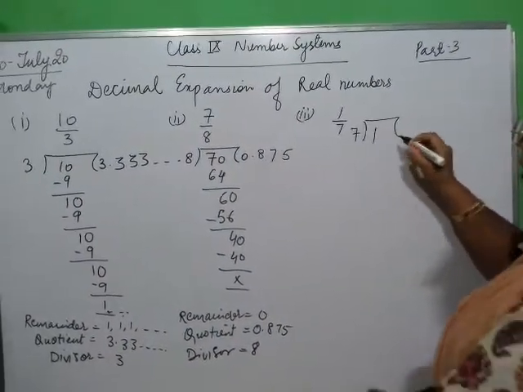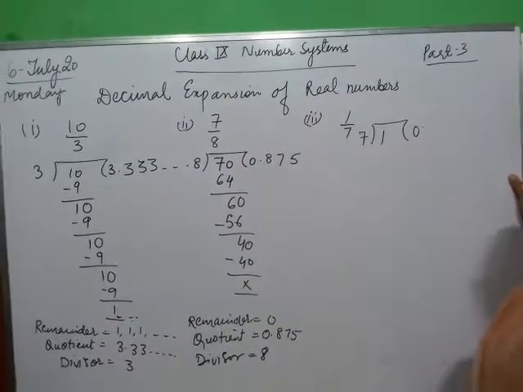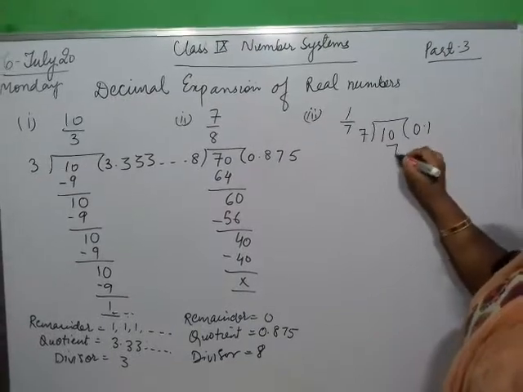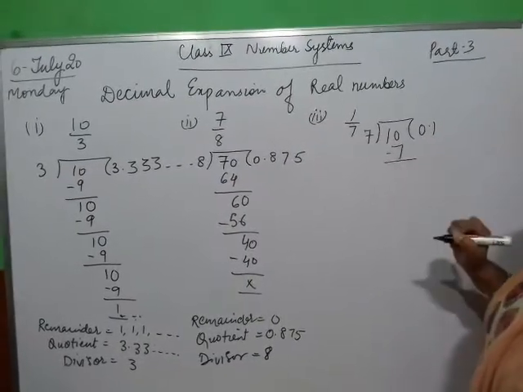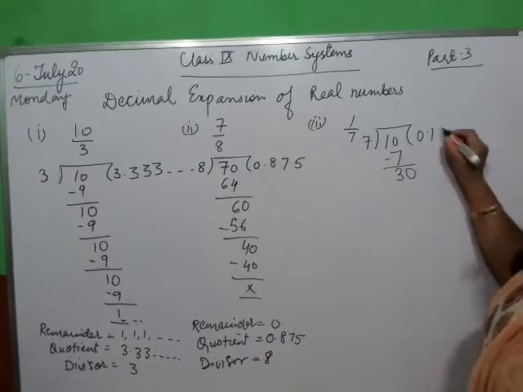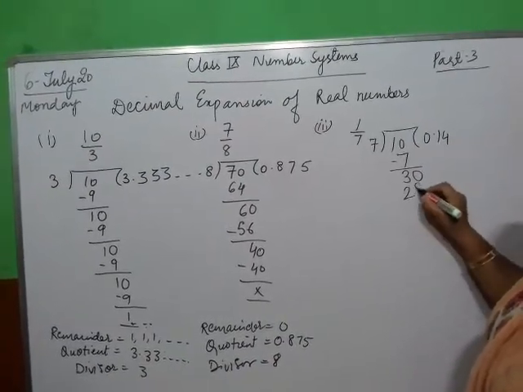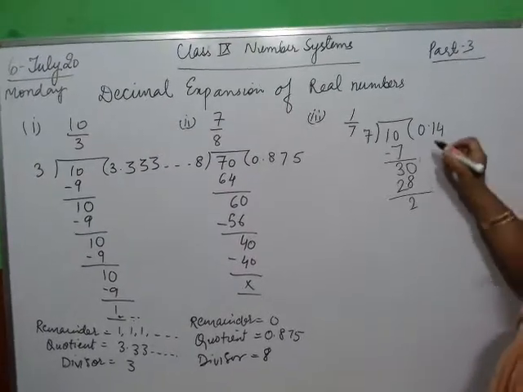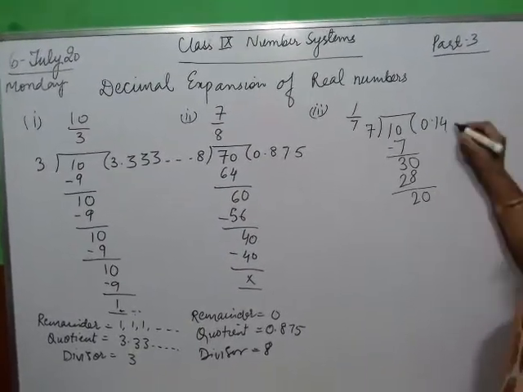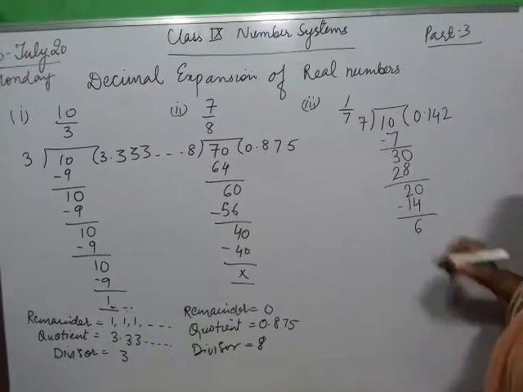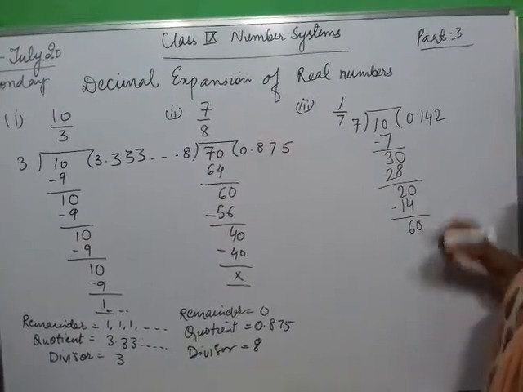7 into 1. 1 is smaller, so we will put a decimal over here. So it will become 10. Now 7 ones are 7. So we will get our first remainder as 3. Okay. Now it's 0. 7 4s are 28. Now this second remainder is 2. Then again 0. 7 2s are 14. 6 is the remainder. We will put 0.